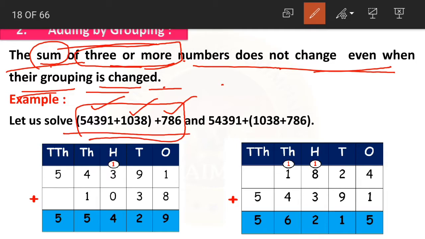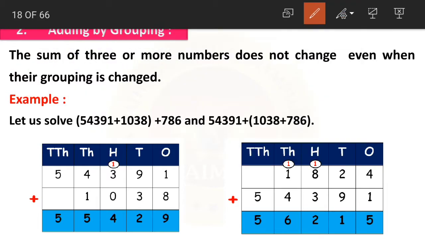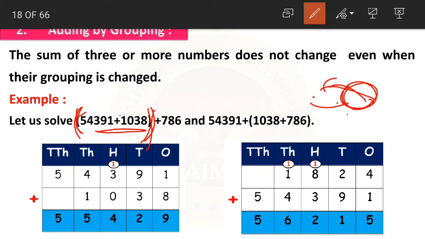If you look at this addition here, yes, children, now 54,391 and 1038 are a group. Now how do we know that they are a group? They are having brackets. Yes. Now how do you know your friends are a group? You move together. Wherever you go, you go together, right? You hold hands and go together. In the same way, here these brackets represent that these two numbers are a group. 54,391 and 1038 are a group, and 786 is left out.